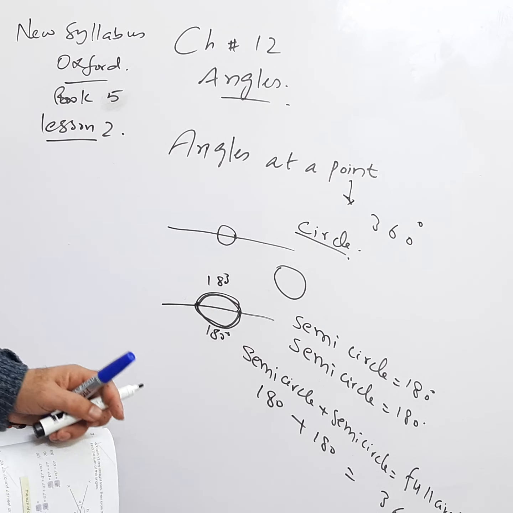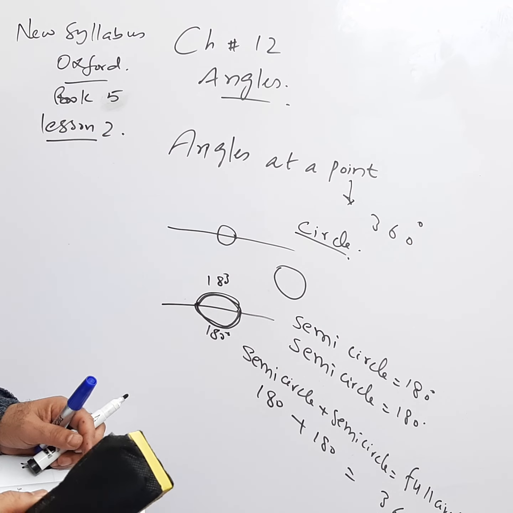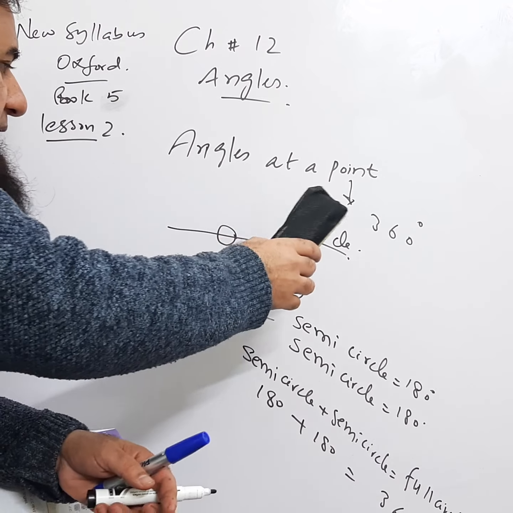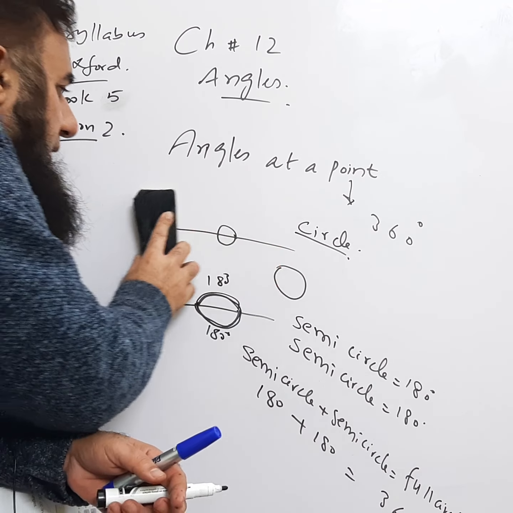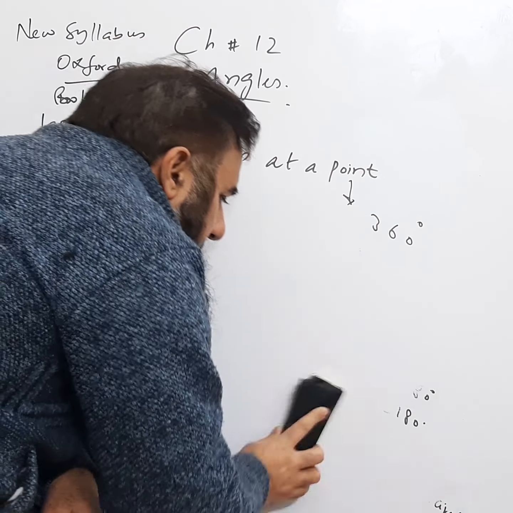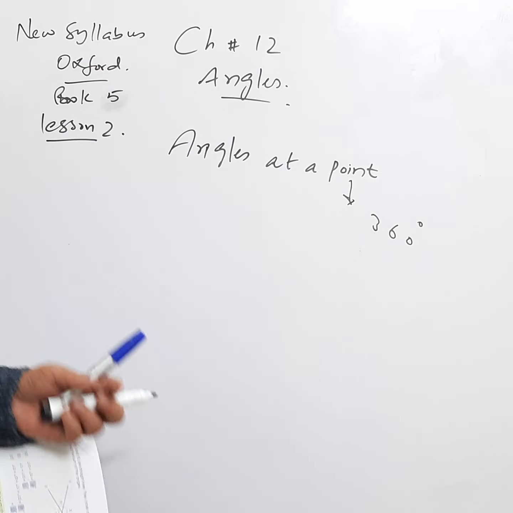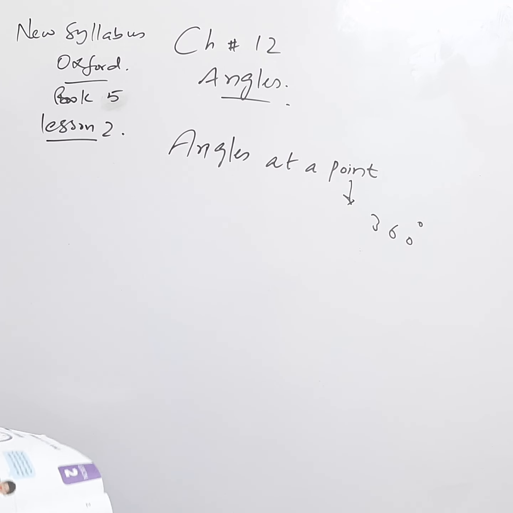You need to keep in mind that angle at a point is always equal to 360, because on a point there is a circle. So we will learn this and apply it in the coming examples.